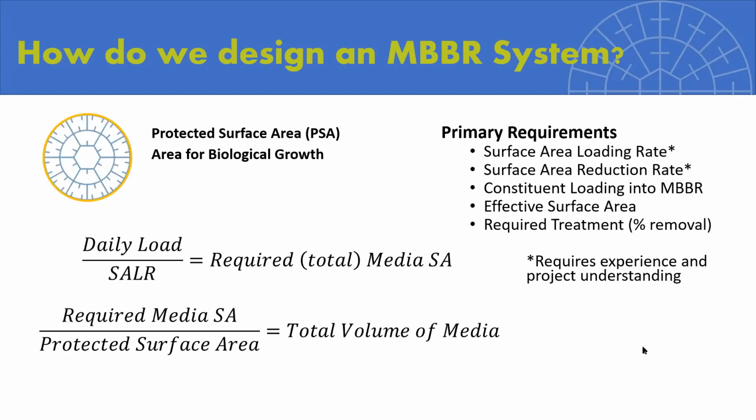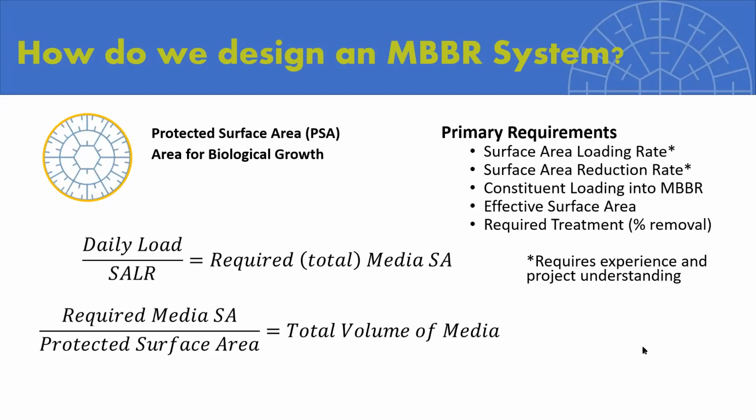So step one in designing an MBBR system is to figure out how much media you need. Now, theoretically, there are two main equations that can allow you to figure out how much media you need. This is going to be based off of the surface area loading rate, the protected surface area of the media, and the daily load of your constituent. So like I said, we're just going to be talking about BOD domestic systems right now. So when we talk about daily load and loading rate, we're talking about BOD. So how much BOD is coming into your MBBR on a daily basis, and how much protected surface area you have of the media.